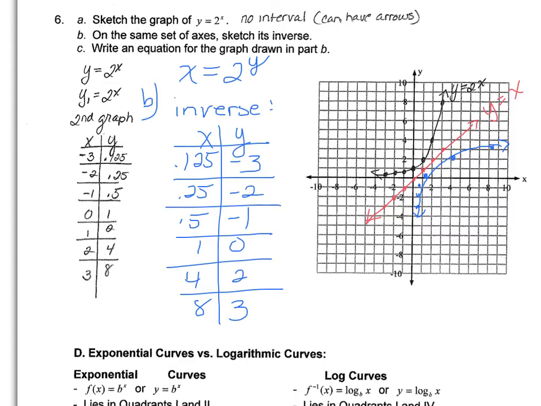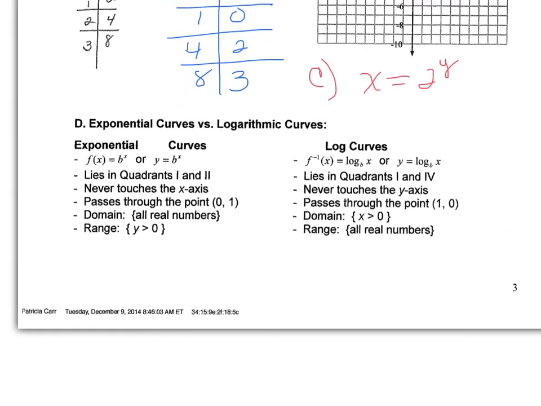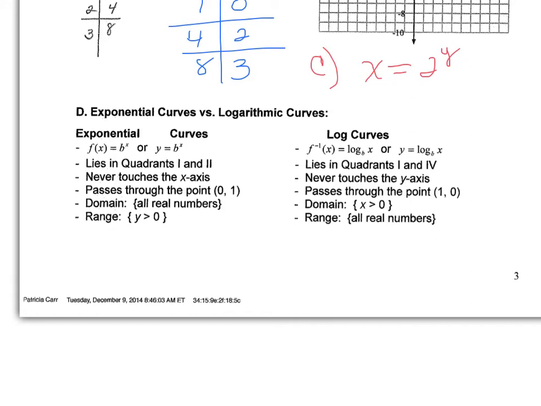Yes, it was. All right, for part C, they want us to write the equation of the graph drawn in B. Well, this is definitely B, and isn't the equation what we just talked about earlier? It's switched the x and y, so it's going to be x equals 2^y. Now, why did I just show you how to graph the inverse of an exponential curve? Because the inverse of an exponential curve is called a log. A log is the inverse of an exponential curve.